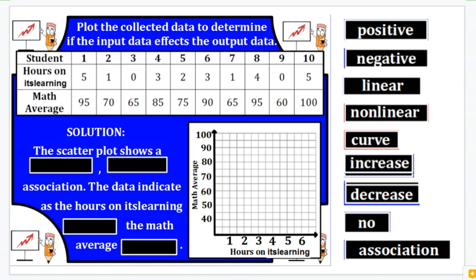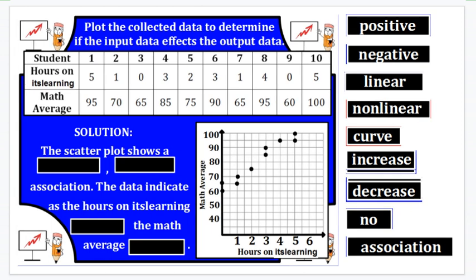All right, I'm going to go on to the solutions. Your graph should look like mine. There it is with all the points on it. And then I'm just going to drag over the correct answer from over here. Okay, so starting with it says the solution. The scatter plot shows a blank association. So we got to pick 2 words over here.